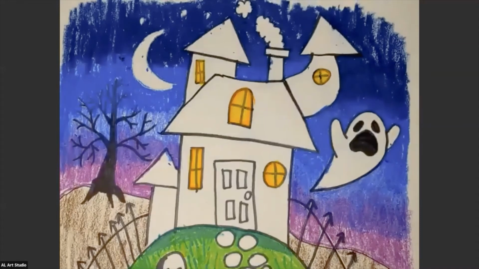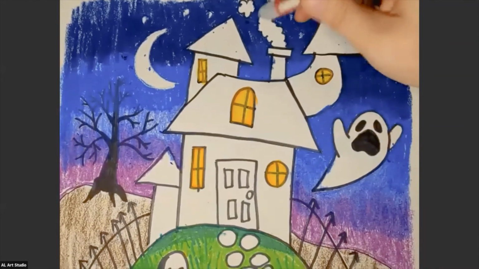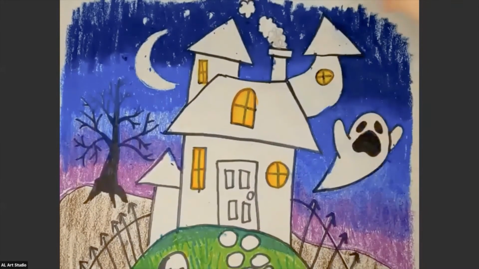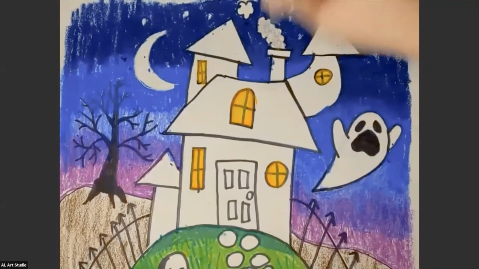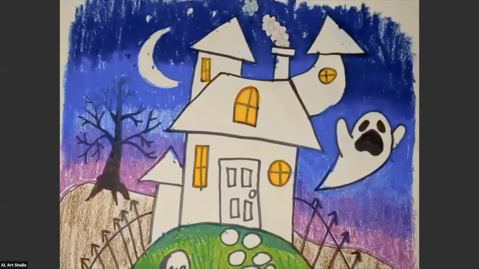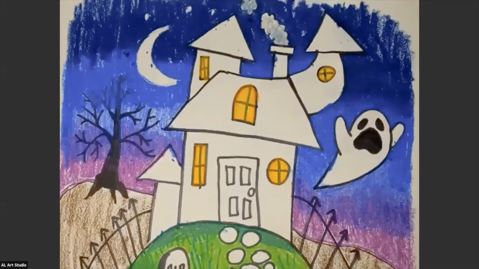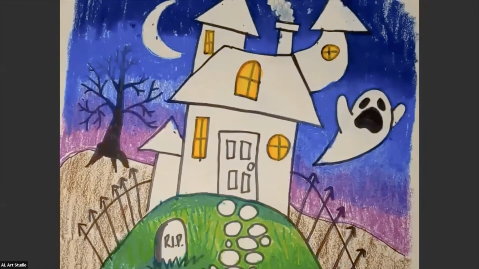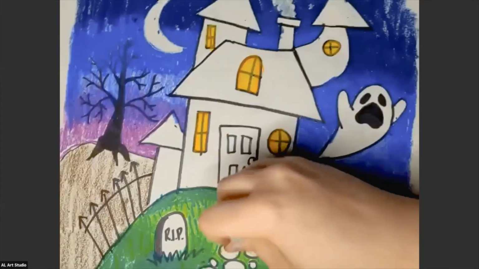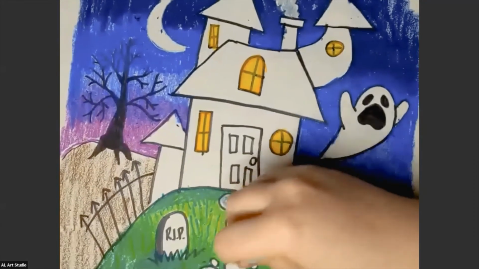So speaking of smoke, instead of just coloring it in solid, what I'm going to do is fill it with little gray curlicues to make it really look puffy. So I'm going to do my gray cobblestones here.